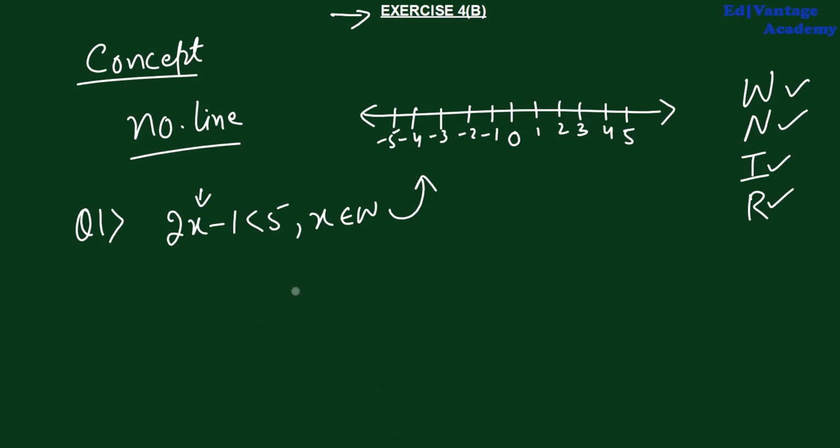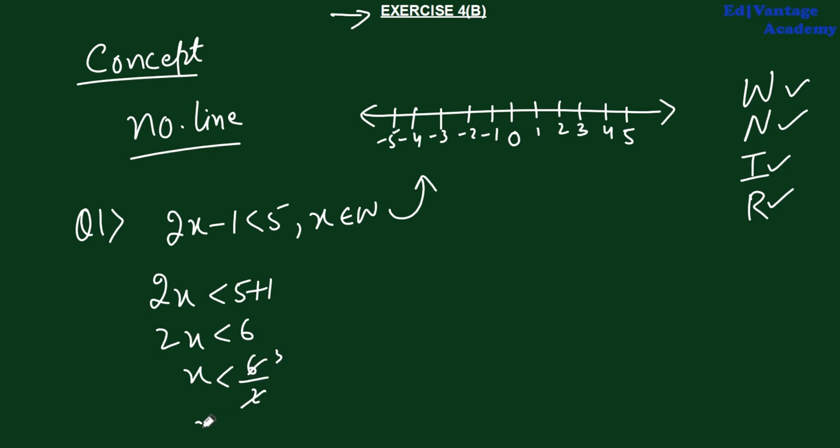So if I solve this question, 2x minus 1 is less than 5. So 2x is less than 5 plus 1, that's 2x is less than 6. 2 is in multiplication, it goes to the other side and becomes division. Since a positive number is coming in division, the symbol will not reverse. After cancellation you get x is less than 3. x is less than 3 is your solution set.